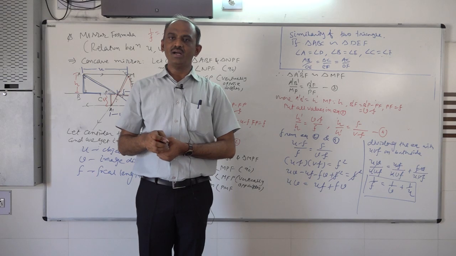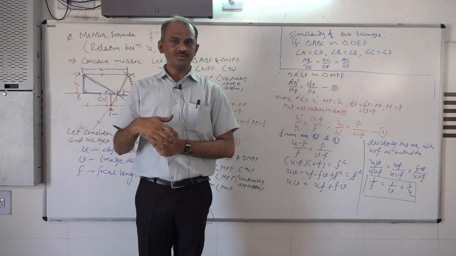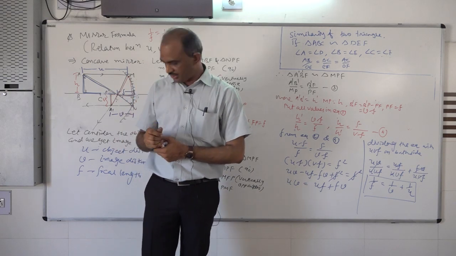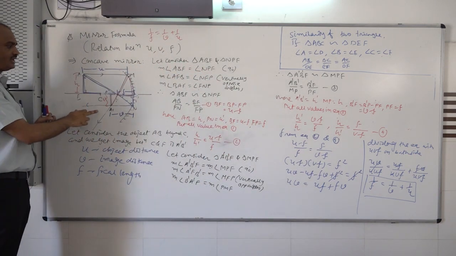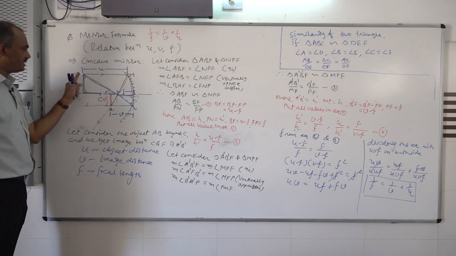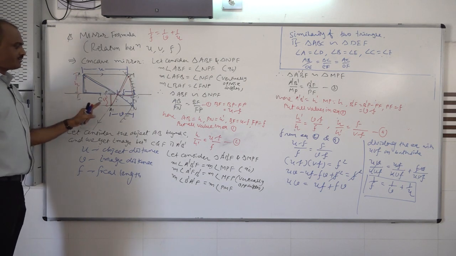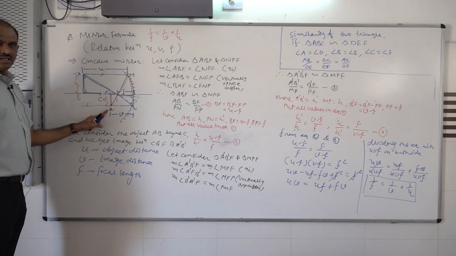Then you can remember this formula. You can prove this formula. Once again, we just go through it. Here we are considering the concave mirror. For the concave mirror, we are considering the object AB, and from that we are getting image A dash B dash.